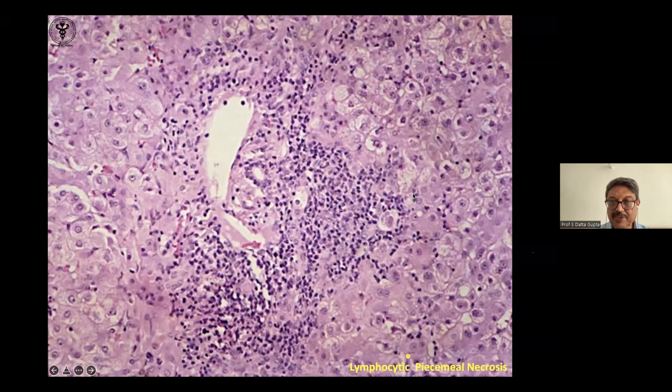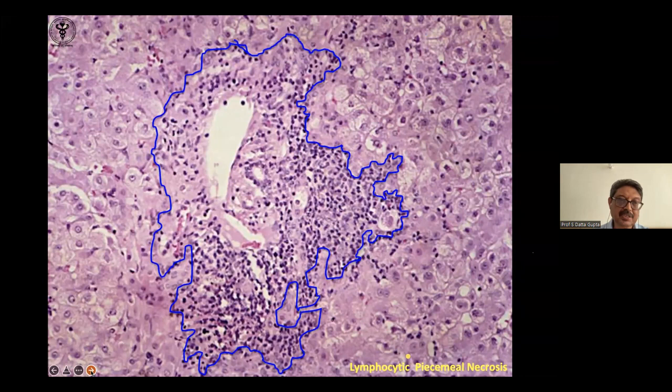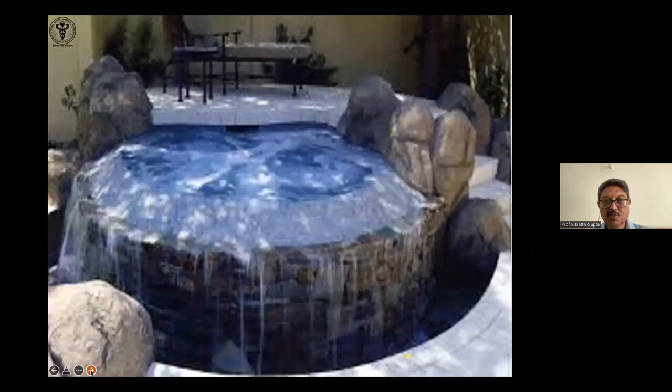Yeah, and this is the bile duct. This will be the portal vein. And they are all going here. The margin is blurred. And we see how much of the circumference is affected. This is more than 50% of the circumference that's affected by piecemeal necrosis. See, piecemeal necrosis is almost like water overflowing there.